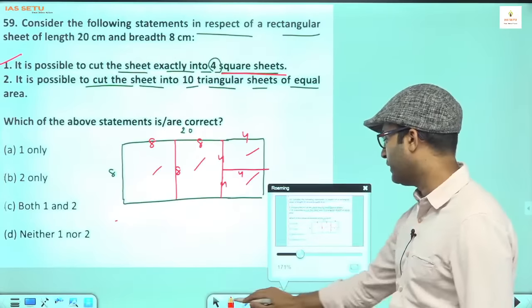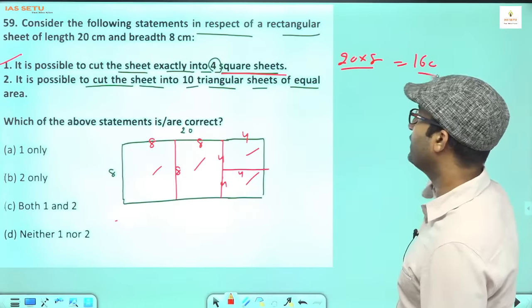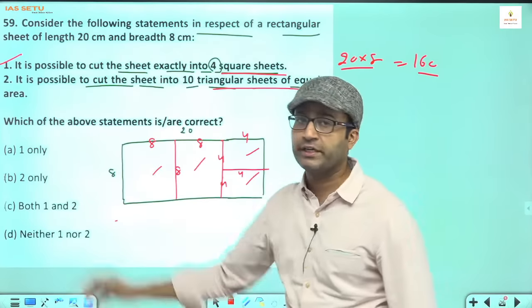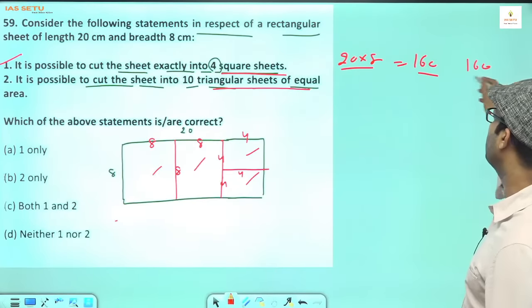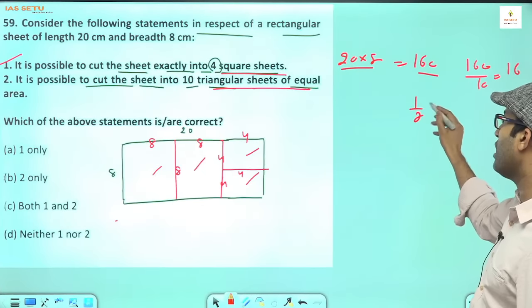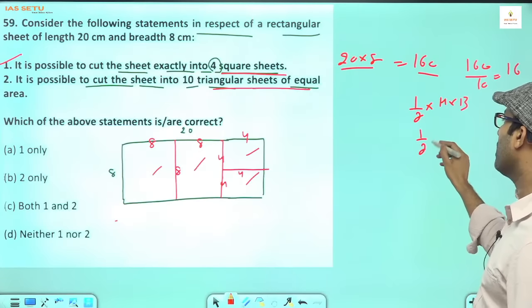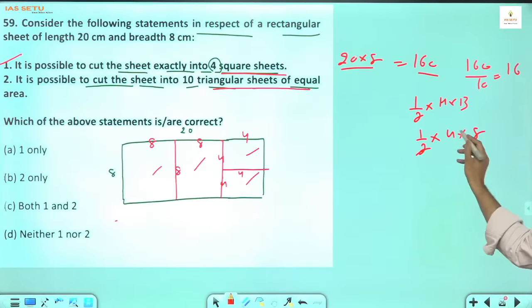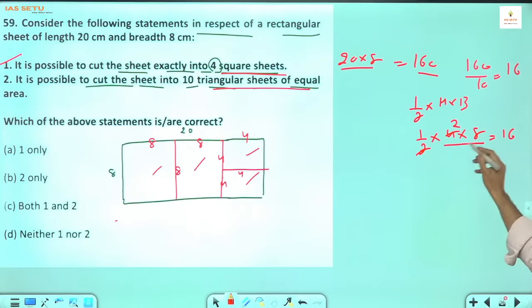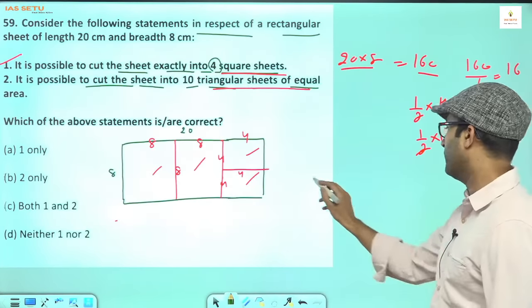See, the total area is 20 into 8, 160, and it is mentioned that they have equal area. So 160 in 10 triangles, each triangle will have an area of 16. How is it possible? Half into perpendicular height into base. One possibility is half into 4 into 8, check it, it is coming to 16, so its dimension will be 4 by 8. I will tell you how it is possible.